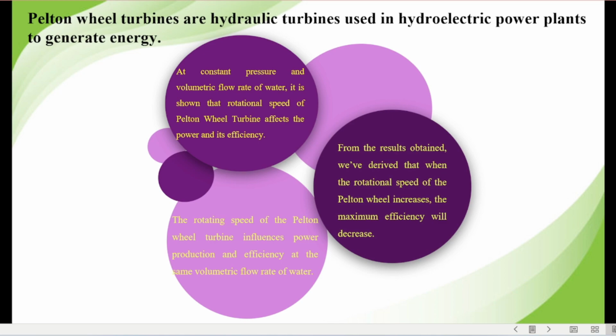Now, as you know, Pelton wheel turbines are hydraulic turbines used in hydroelectric power plants to generate energy. So this is the basic mechanism and function of Pelton wheel turbines.